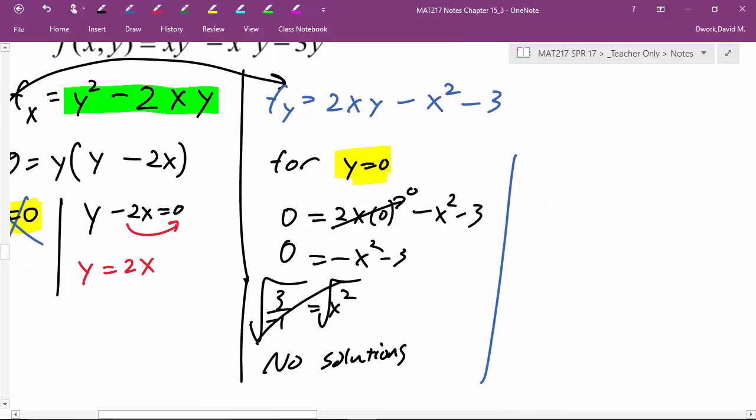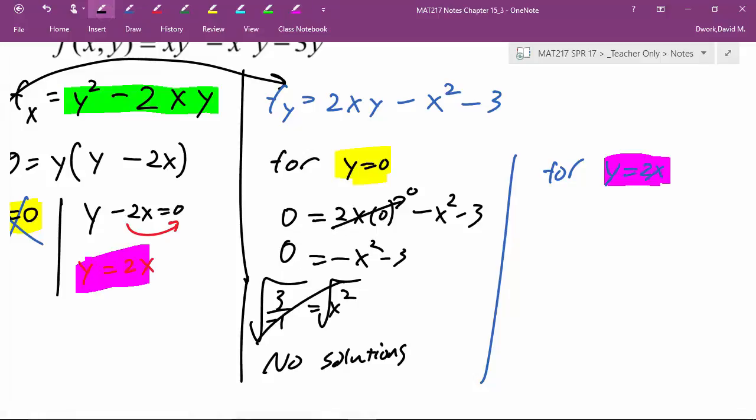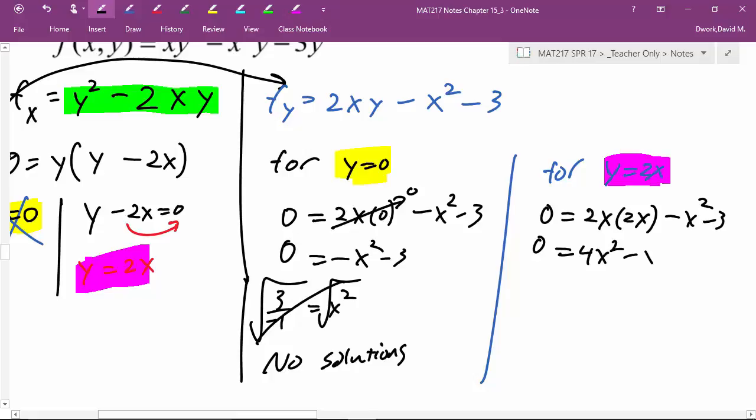Okay, so then let's do the other one. For the direction where y equals 2x, and let me highlight that, that's coming from right here. So we're going to go over here. All right, so now everywhere I have a y, I'm going to replace it with 2x. So 0 equals 2x times 2x minus x squared minus 3. All right, so therefore 2x times 2x makes 4x squared minus x squared minus 3.